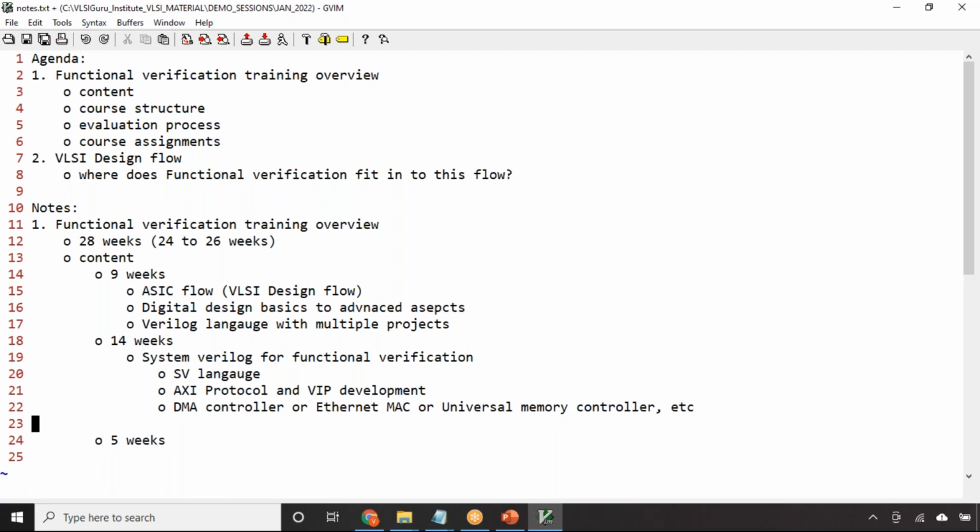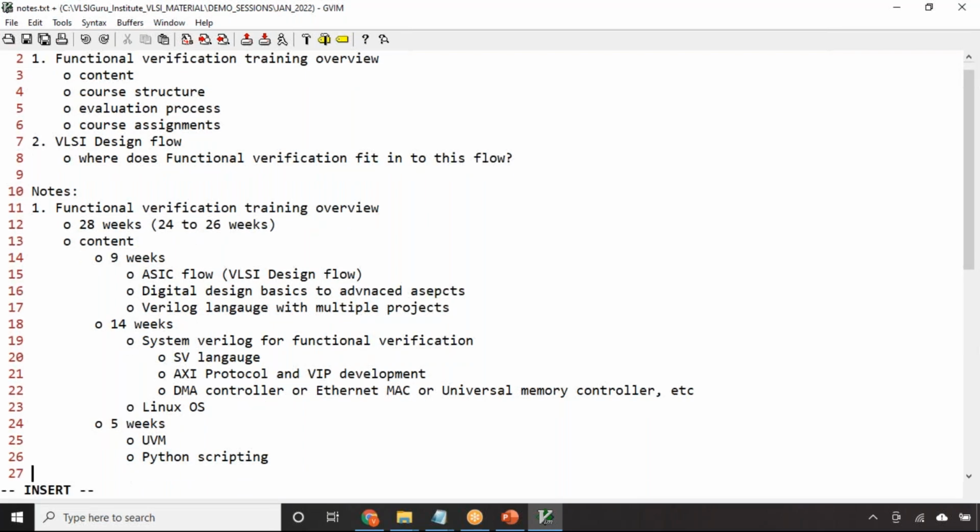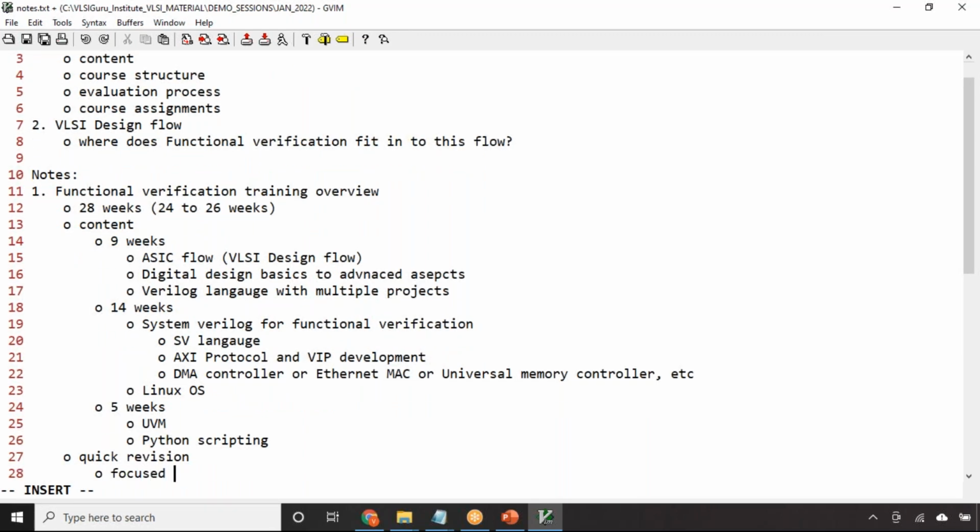Along with this, we'll be doing the Linux operating system with hands-on practice. During these 5 weeks, we will be doing UVM methodology, universal verification methodology. Along with that, we'll be learning Python scripting. After this 28 weeks, there will be quick revision sessions, mostly focused towards preparing you for the interviews.